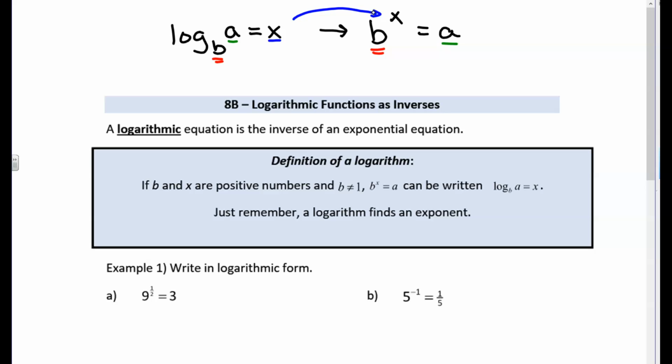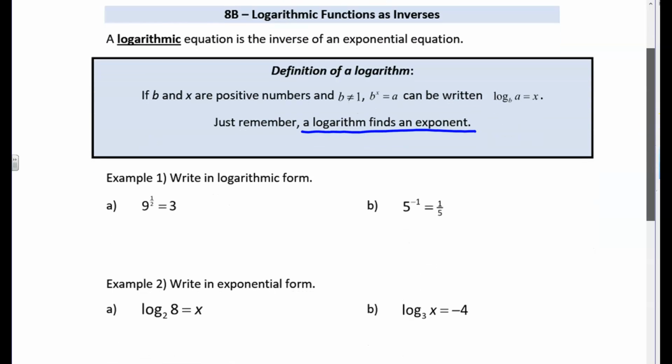Just remember, guys, what a logarithm actually does is it asks, given a base b with an answer of a, what did I have to raise b to get a? I had to raise it to x. A logarithm finds an exponent. That's what it does. So let's just practice real quick rewriting these exponents in logarithmic form.